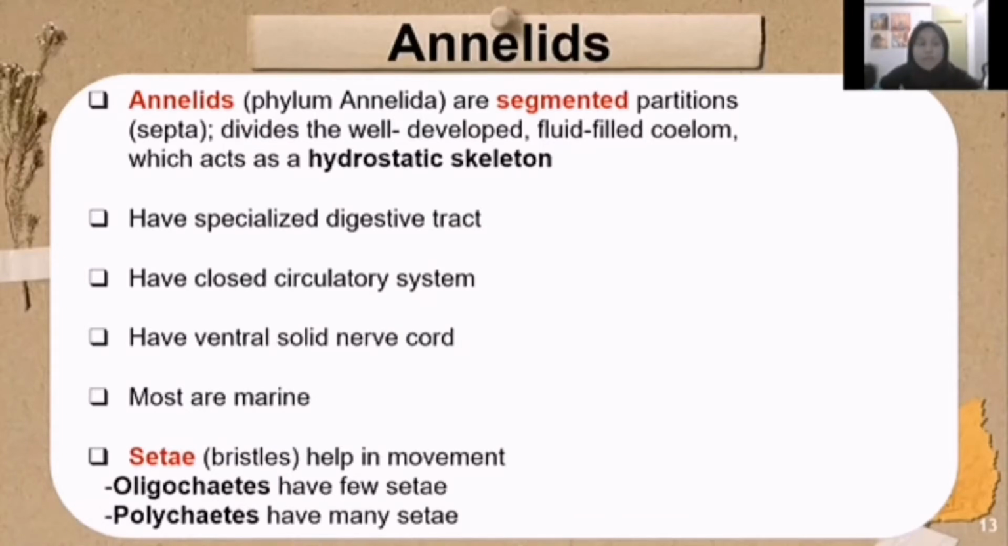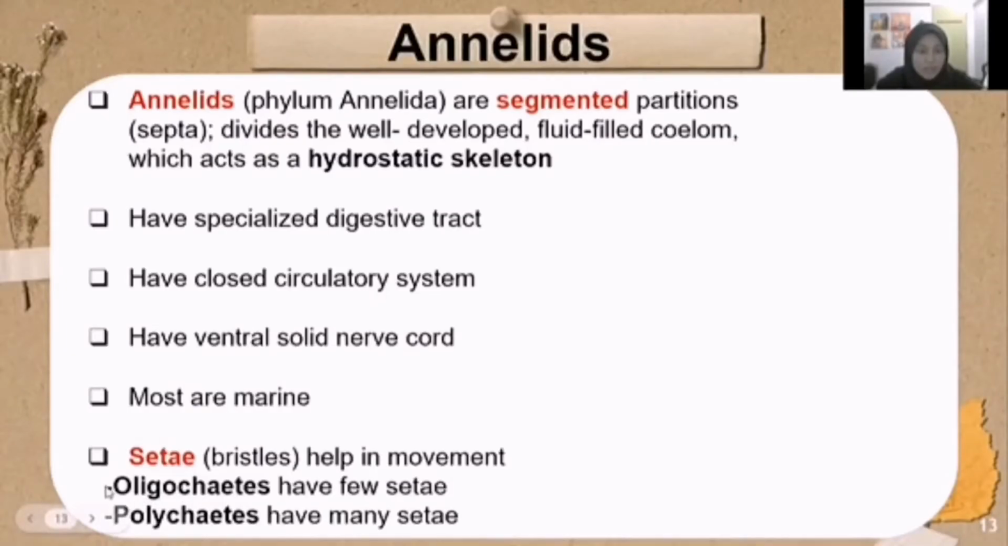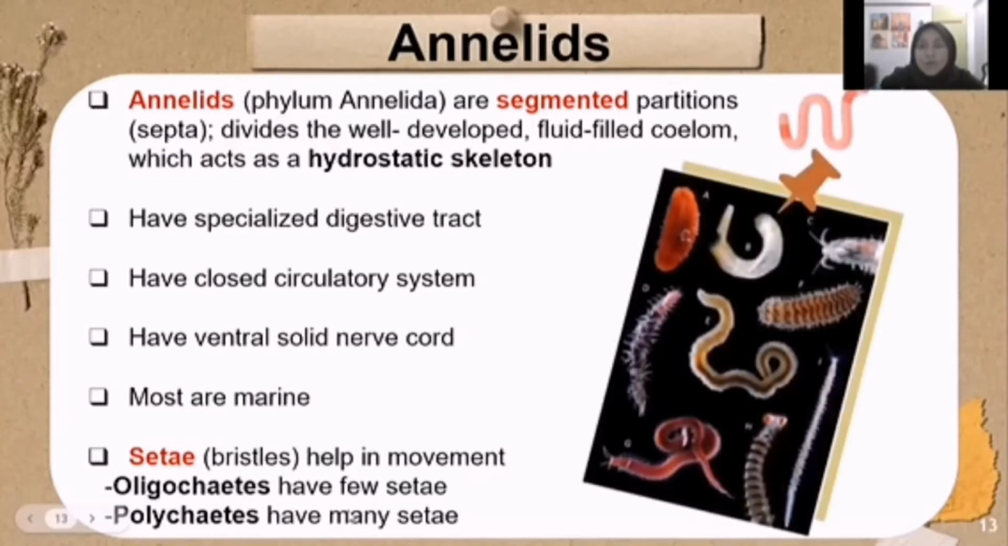Annelids also have a part called setae. Setae are bristles which help in the movement of the annelids. Oligochaetes are annelids which have few setae. Meanwhile, polychaetes are annelids which have many setae. So, this is a diagram that shows annelids. As you can see, there are many types of species.